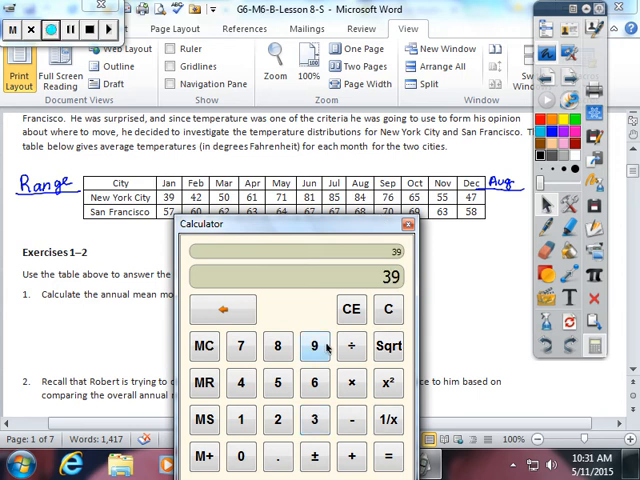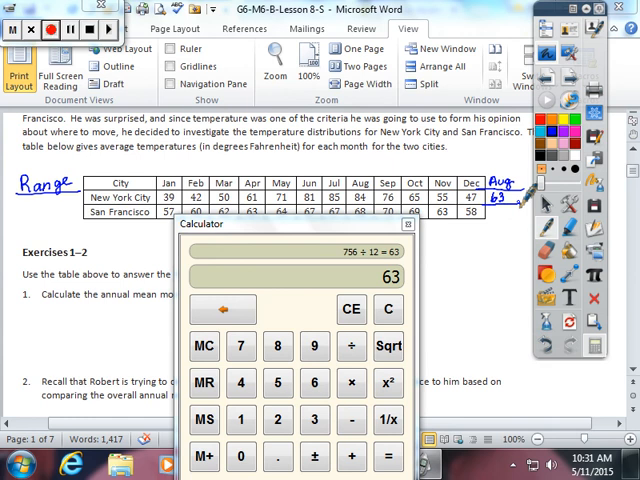So to help Robert in his decision, the students first were asked to find the mean temperature for both of the cities. And when we calculate the mean, you add up all of the numbers to get a sum, and then you divide by the number of numbers that you add together. So I just added 12 months together for a sum of 756. Now I'm going to divide it by 12, and the average temperature in New York City is 63 degrees.